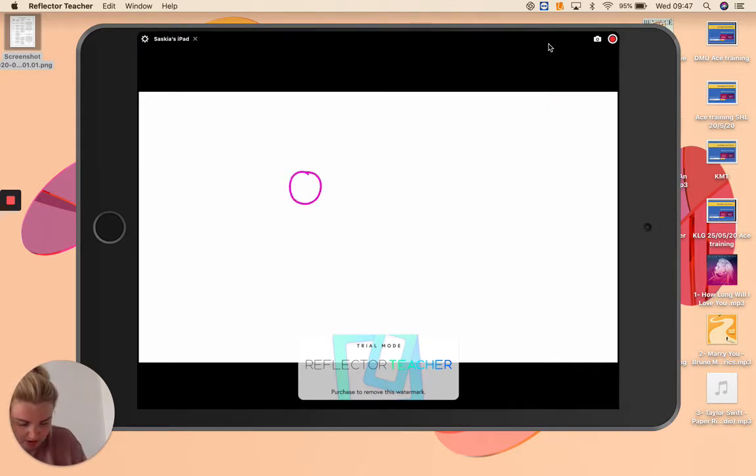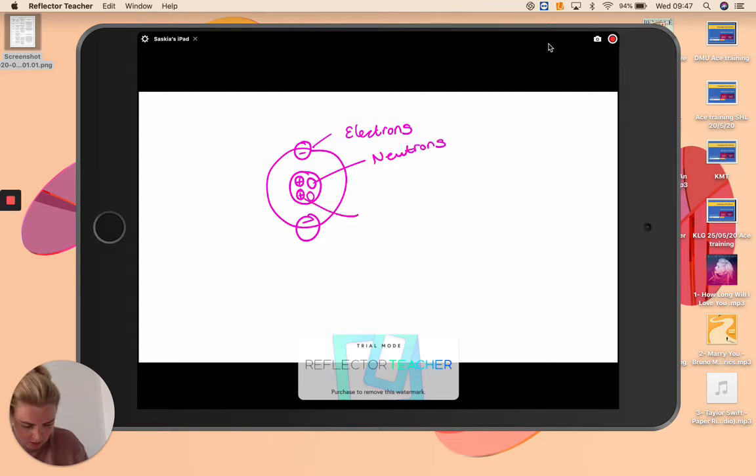Next question then, draw and describe an atom. So I would be looking for the nucleus with the positive protons and the neutral neutrons, and then a shell with the electrons. Okay, obviously I would be expecting you to label that: electrons, neutrons, the nucleus. So that would be you drawing and explaining it.